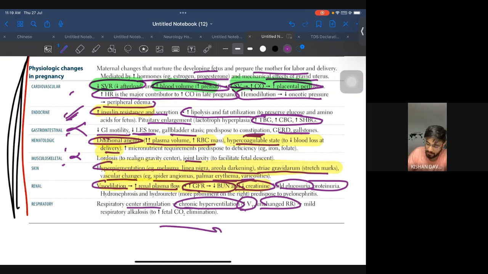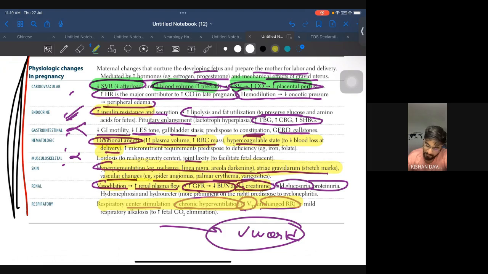Okay, coming to respiratory: center stimulation, chronic hyperventilation, increase in VT and change in RR. This was asked in UL. Okay, this is not in the old books. This is given in the new books, based on the information given in UL. So this becomes very important.